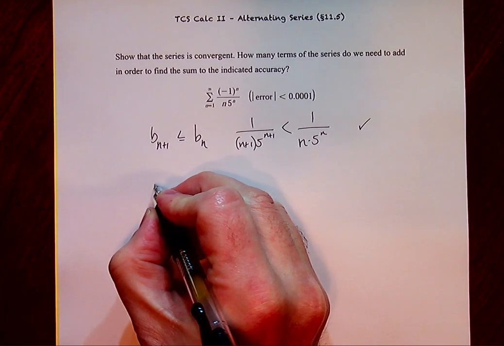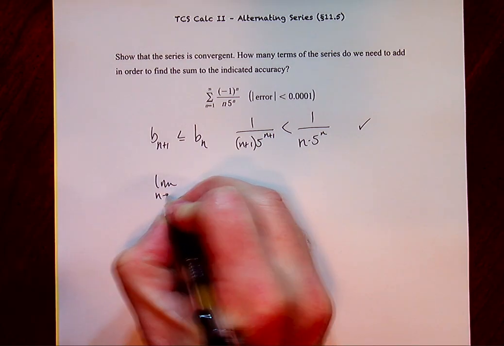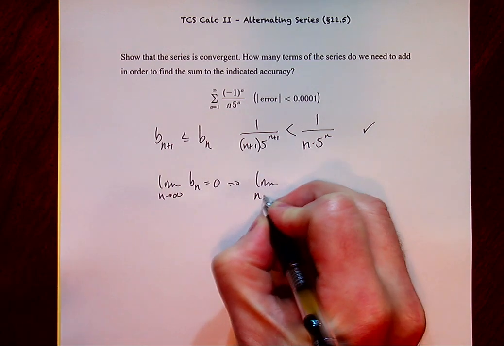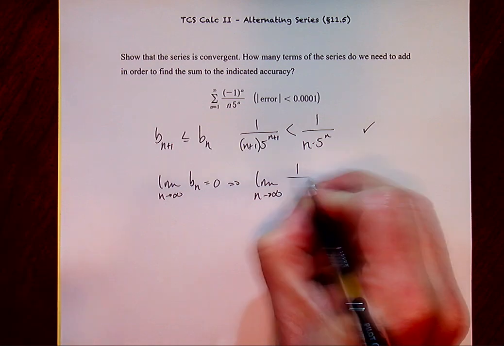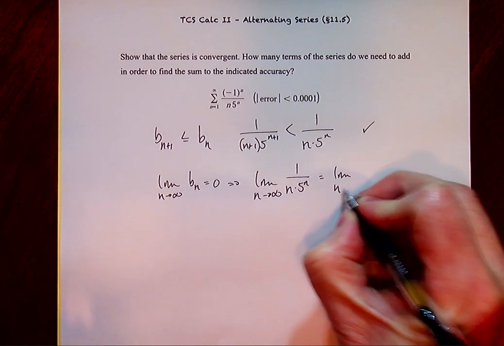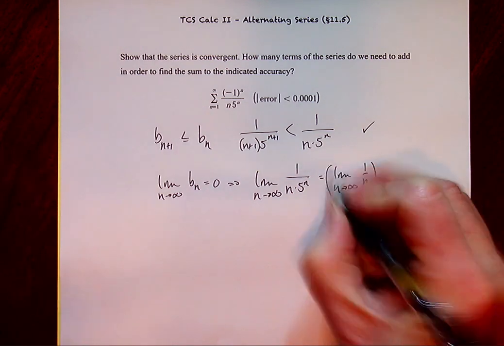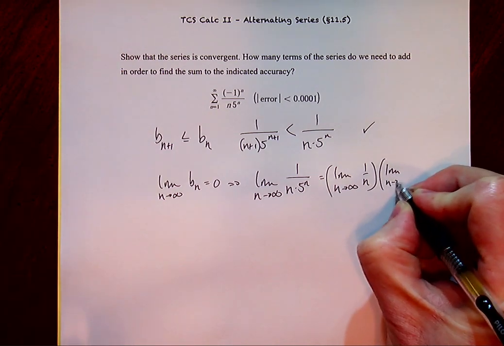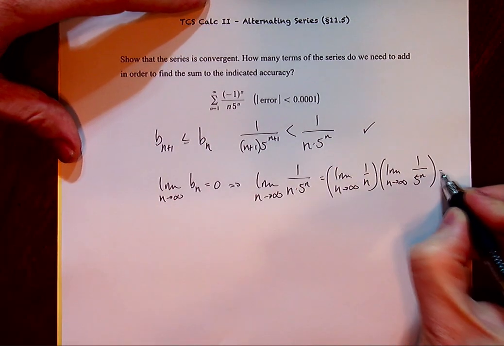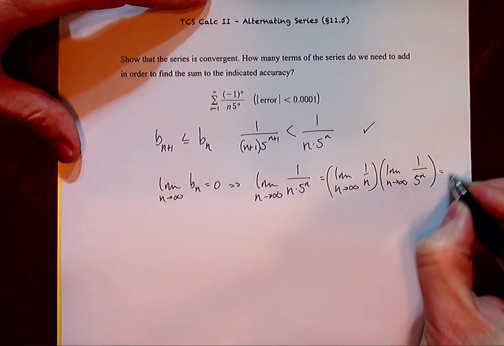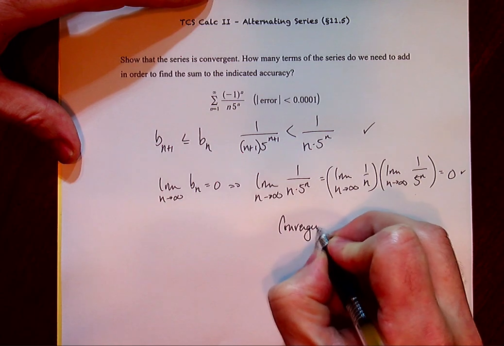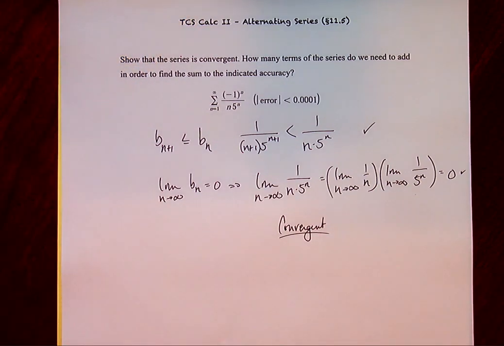The second condition is I need the limit as n approaches infinity of b sub n to be equal to 0. So what that looks like for this particular series is 1 over n times 5 to the n. And if I'm going to do this like a big bad calculus student and use my proper limits at infinity, it's probably a good idea to pull these apart. And both independently, they satisfy the fact that this is 0 times 0 or 0. So check. It is convergent. Okay, we've checked, and both of the conditions check out.